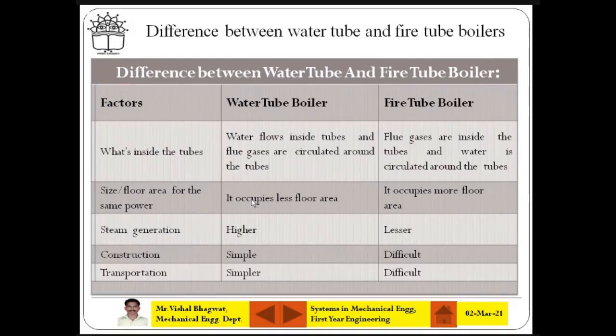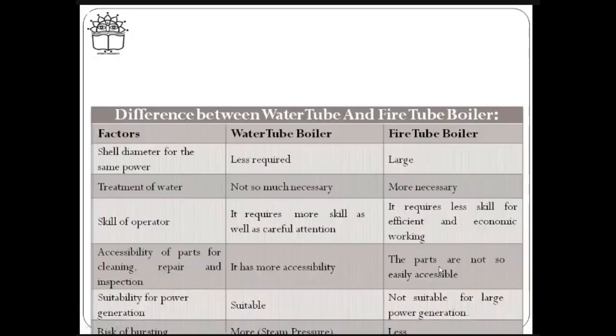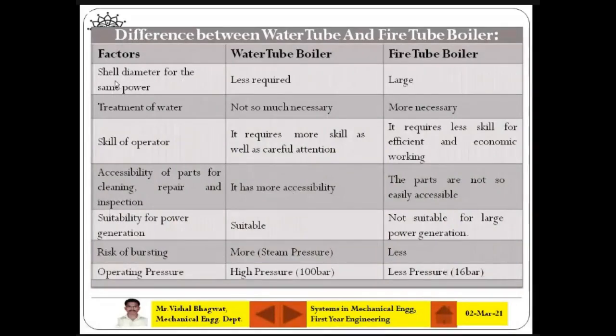This is very easy. Based on factors, I am classifying it. Construction for water tube boiler, simple. For fire tube boiler, difficult. Transportation, water tube boiler, simple. Fire tube boiler, difficult. Some few more factors. Shell diameter is nothing but the boiler shell container. Shell diameter required for the water tube is less. For fire tube, shell diameter large. Treatment of water, not so much treatment is necessary for water tube boilers. Treatment is required for the fire tube boiler.